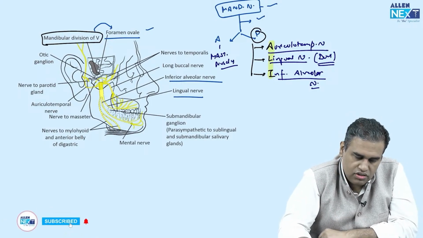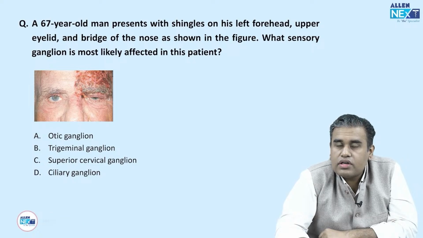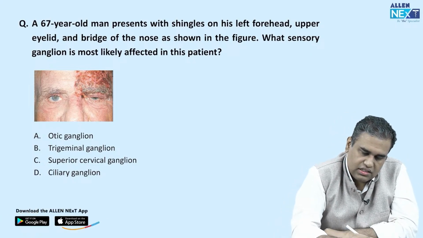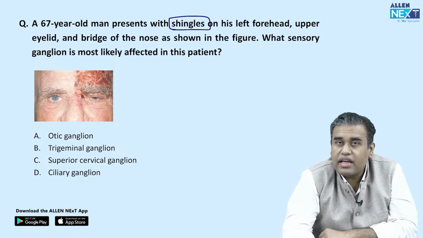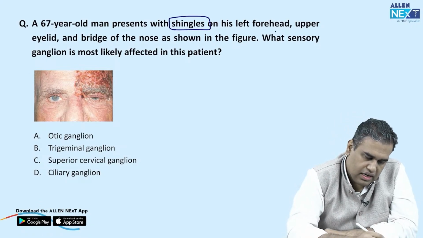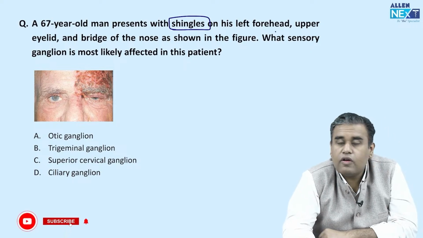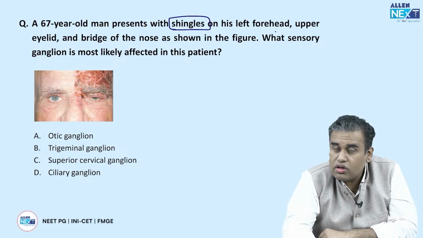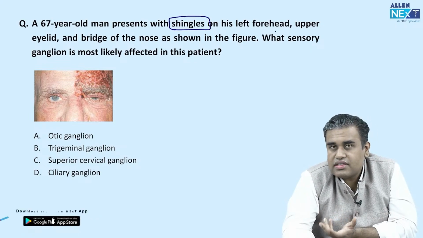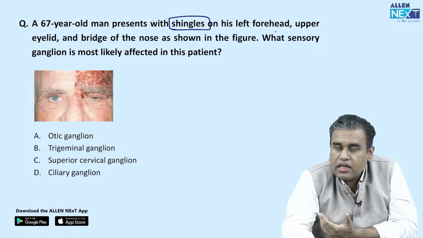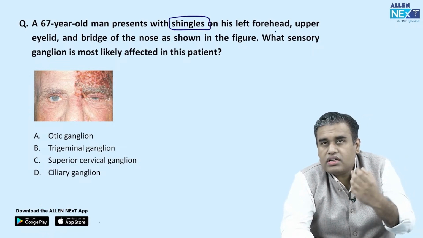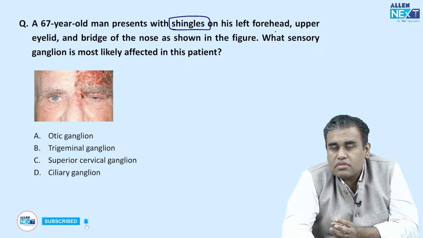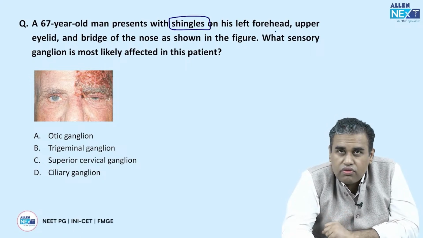Right? So let's see the next one. Again, a good clinical question over here. They're asking us, a 70-year-old presents with shingles. Shingles, you should know, is herpes zoster, reactivated. On the left forehead, upper eyelid, and bridge of the nose, as shown, which sensory ganglion? So shingles are dormant. They are the varicella zoster in the dorsal root ganglia. And in old age, when the cell-mediated immunity goes down, they might reactivate and pass through the sensory nerves and show eruptions on the skin, plus quite painful.